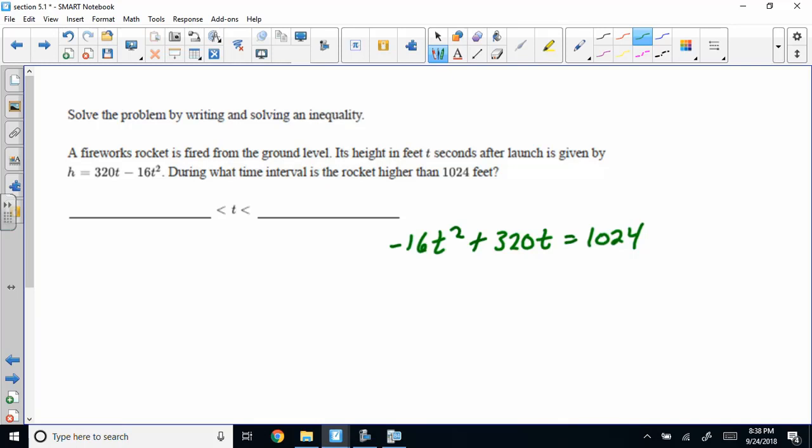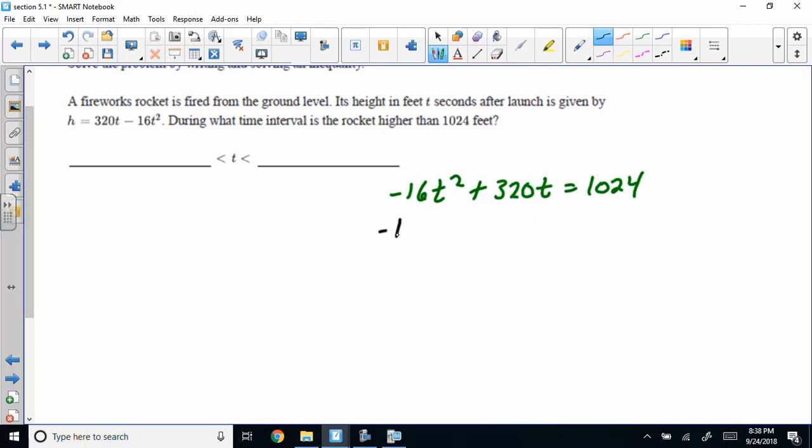So if I set this equation to that output, and the output's 1024, and I solve this crazy quadratic, how are we going to solve this crazy quadratic? How y'all want to do this? Will 16 go into 320? Yeah, sure will. Anytime you go to solve a quadratic, you got to make sure that it equals 0.